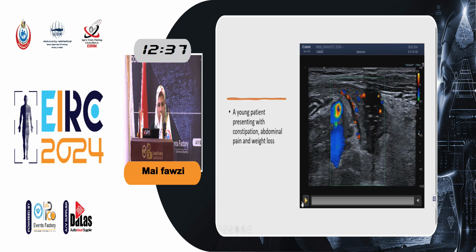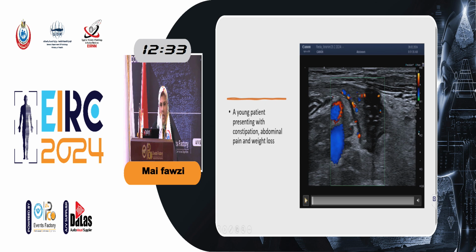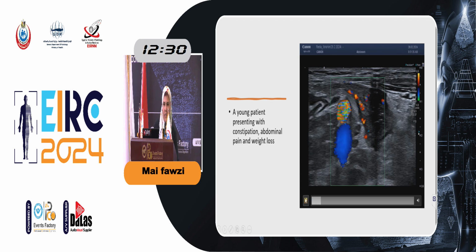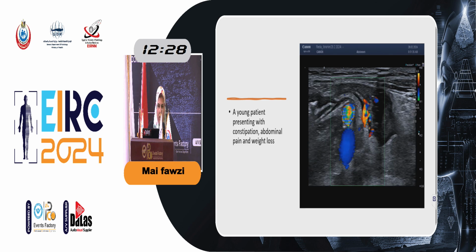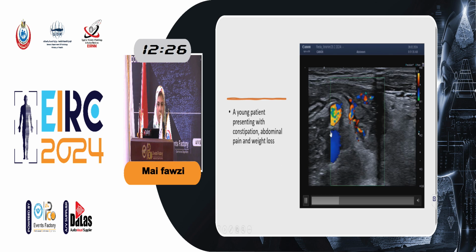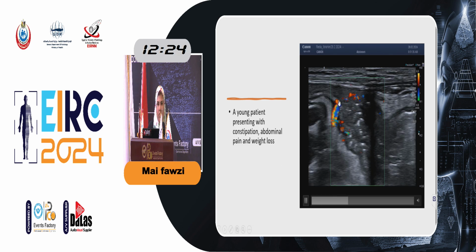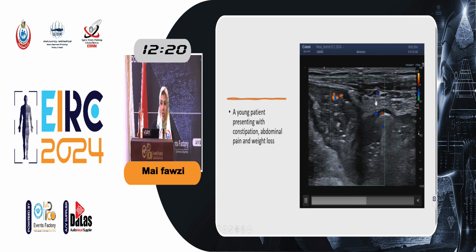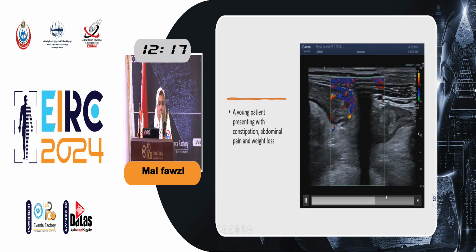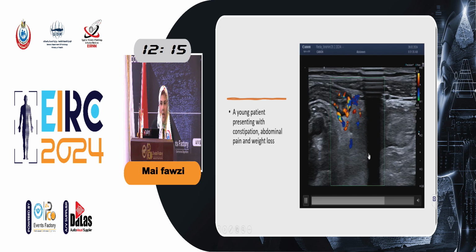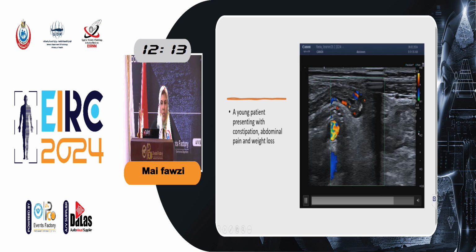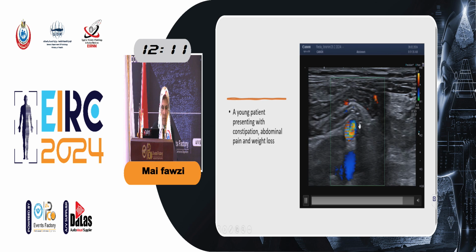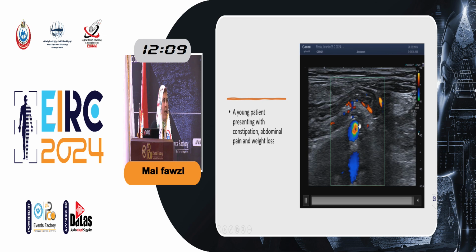This is a patient presenting with constipation, a young male, abdominal pain and weight loss, and as you can see, these are the 2 iliac vessels. This is the iliopsoas muscle, and this is the terminal ileum. It's markedly thickened, stenosed with a narrow lumen, and as you can see, the proximal ileum is markedly dilated, as well as an increased number of color Doppler signals. This is a markedly active disease with stenosis of the terminal ileum.